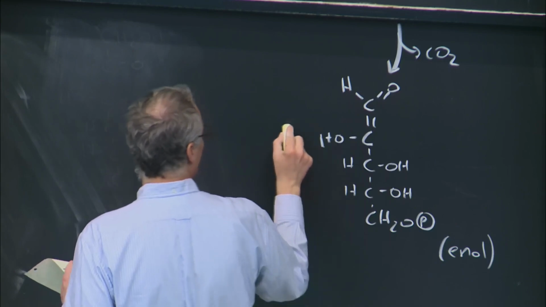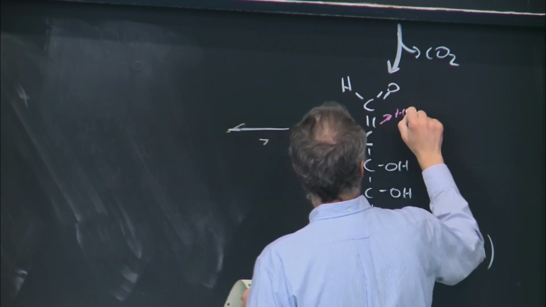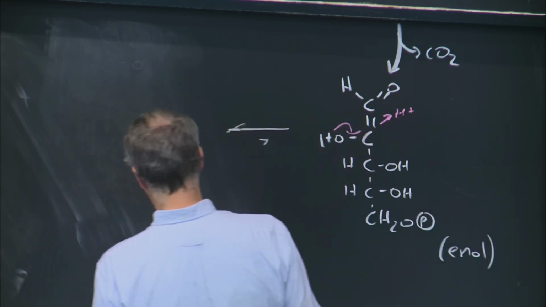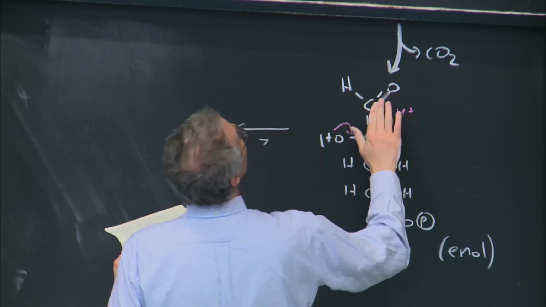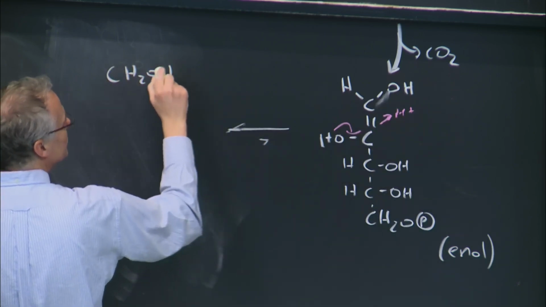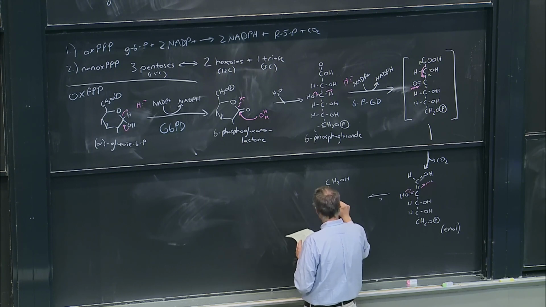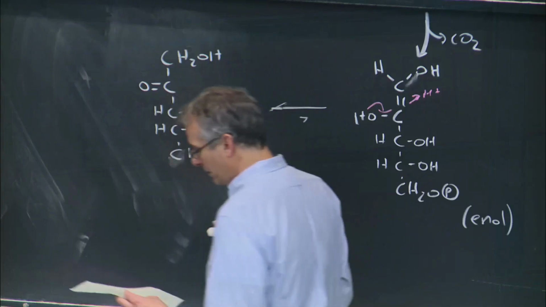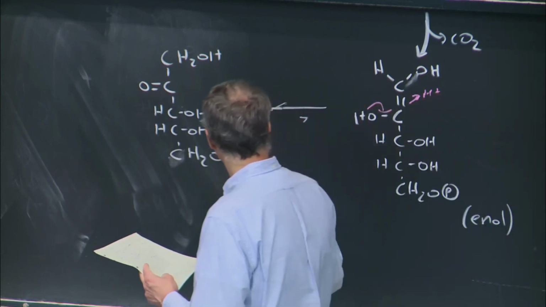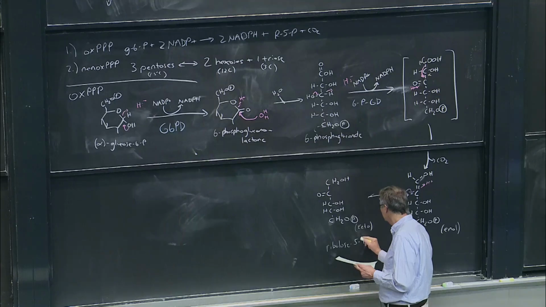this enol, and why it's so favorable is because the enol prefers to rearrange to the keto form. Okay, and when we rearrange to the keto form, this, of course, is the pentose ribulose 5-phosphate.